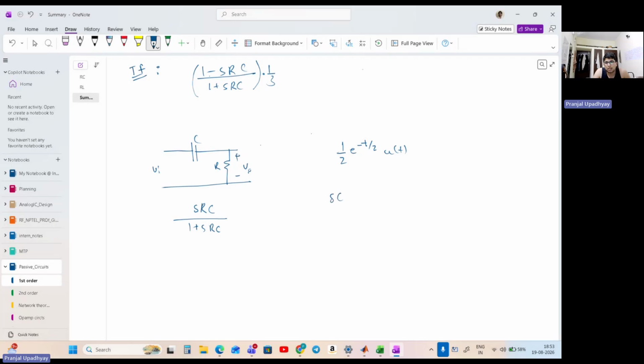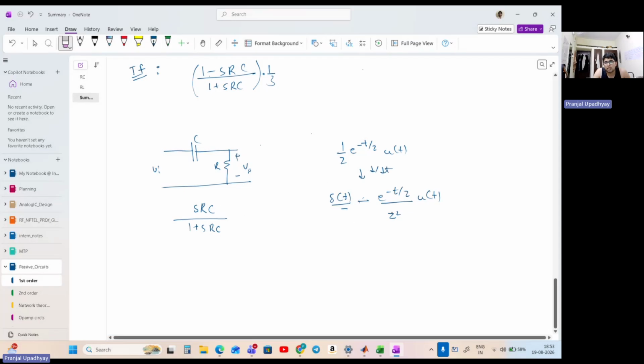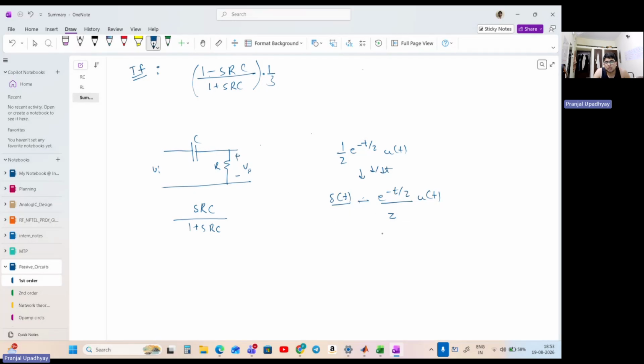And so what I'll get is this guy, minus e to the minus t by tau by tau square u(t). Yeah, this is the derivative. But we know that there is a tau also multiplied over here. So this tau will be multiplied here and here. And so this is the expression that I'll be observing.